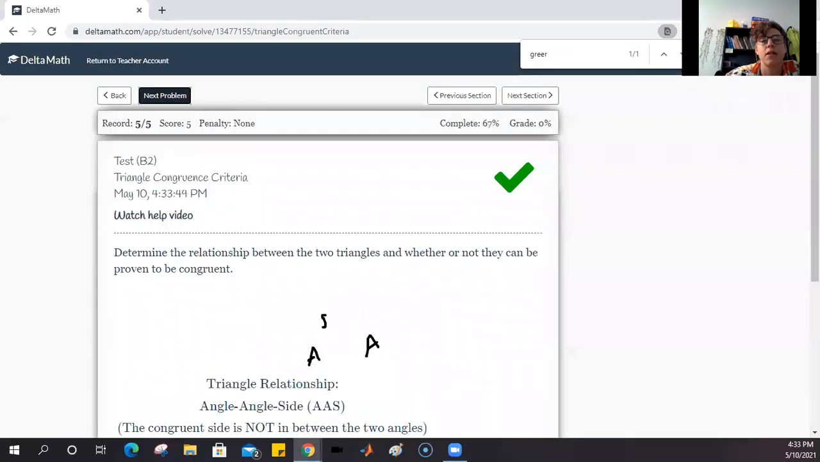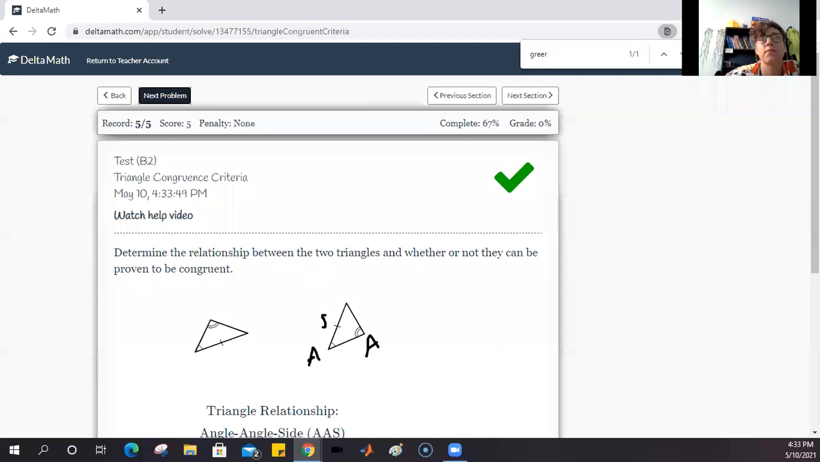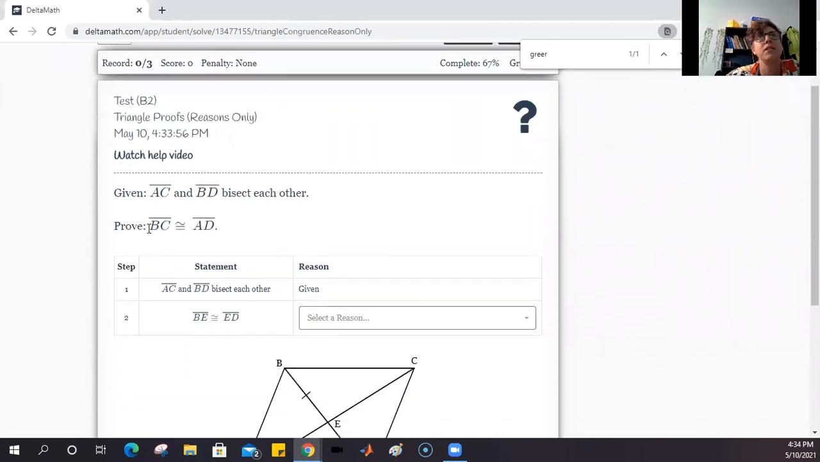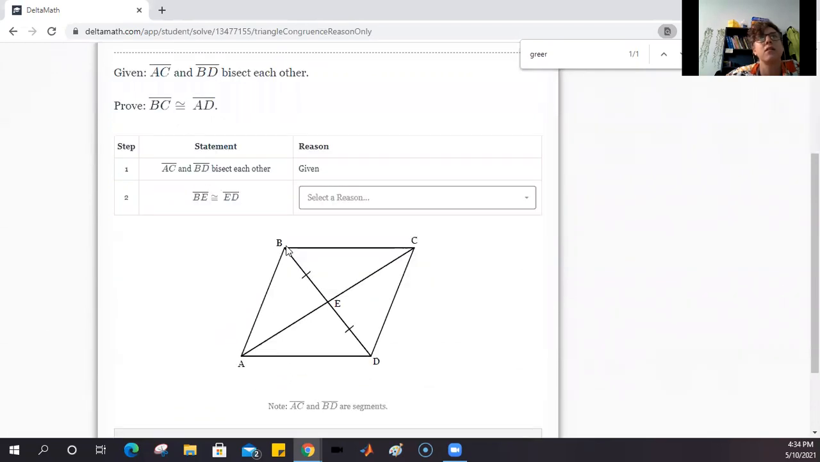All right, next section. Given segment AC and BD bisect each other. Now remember, that means they split each other in half. AC and BD split each other in half. We are going to try to prove that segment BC is congruent to segment AD. BC and AD, okay, got it. We're going to try to prove that these segments are congruent to each other.